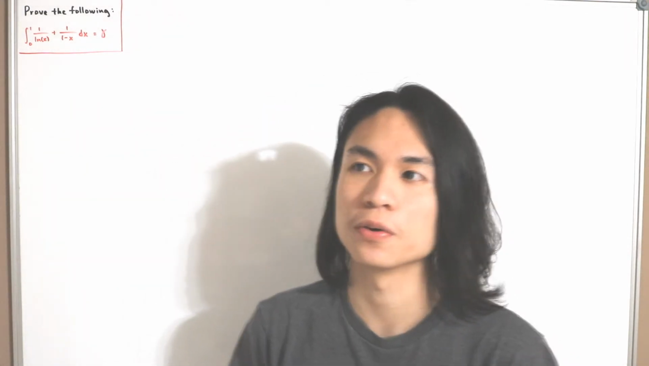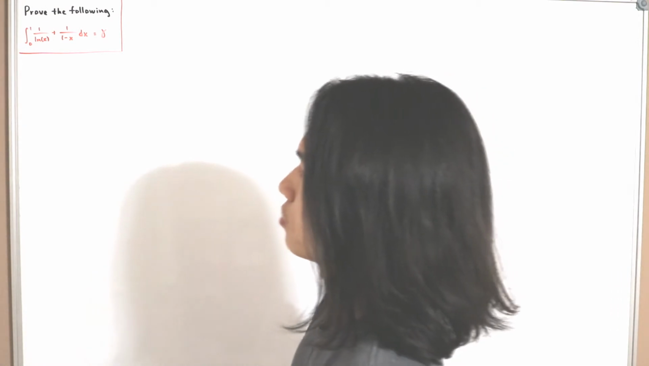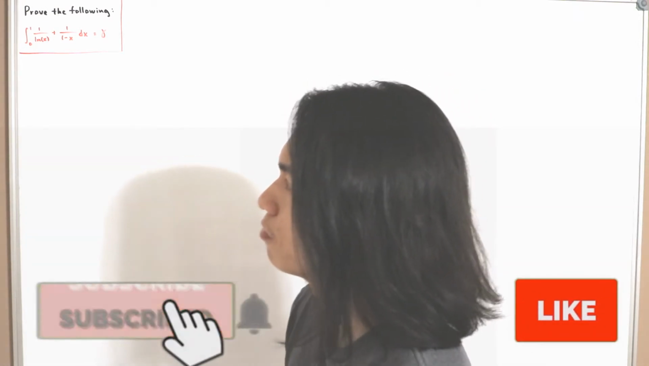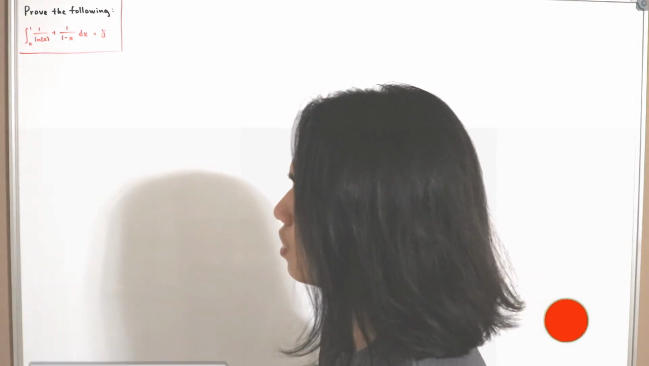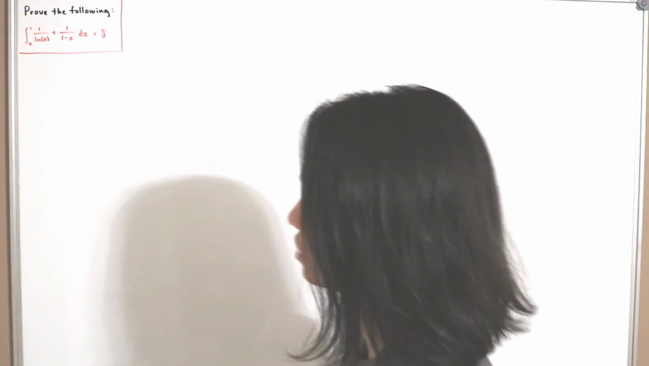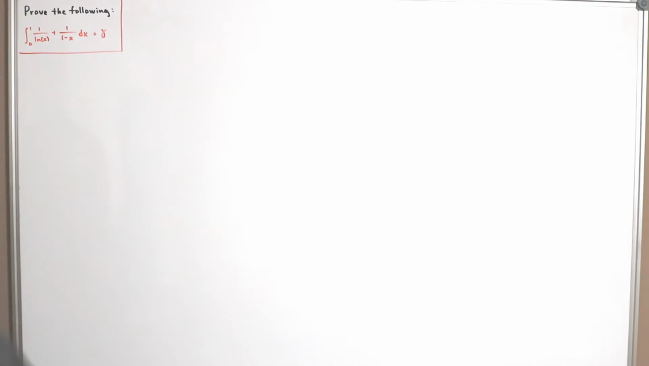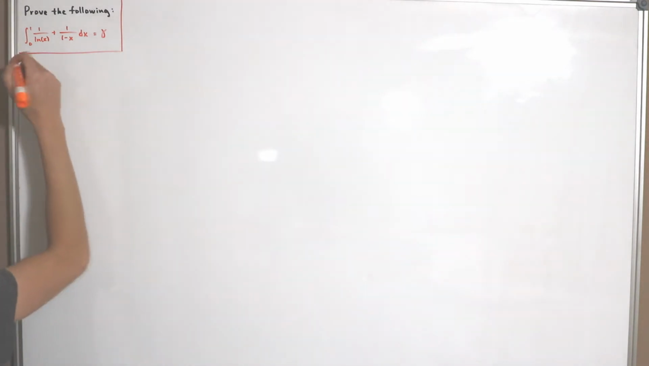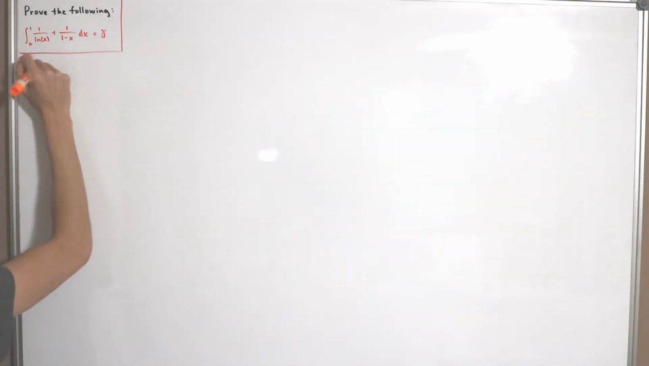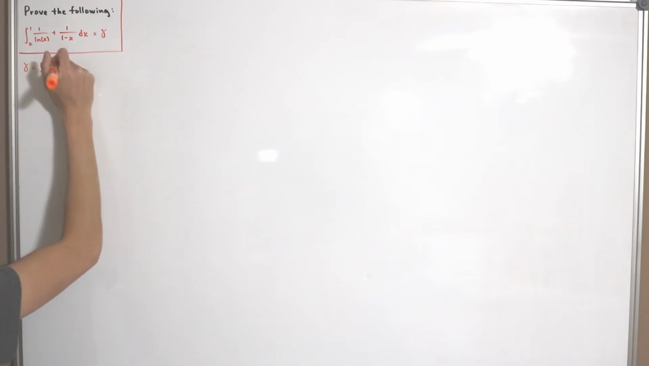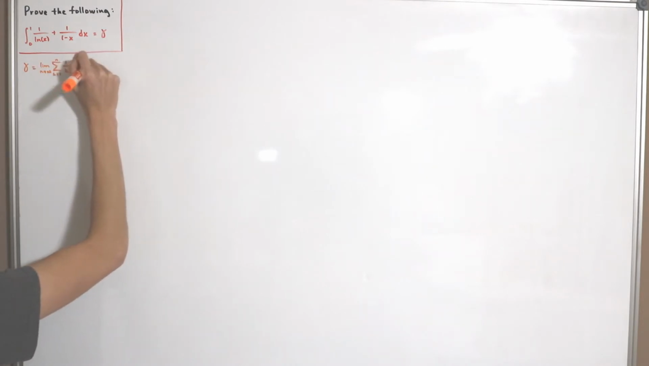So in today's video, we want to prove that the integral from 0 to 1 of 1 divided by ln of x plus 1 divided by 1 minus x dx is equal to lowercase gamma, where gamma in particular is defined as the Euler-Mascheroni constant. Specifically, this is the limit of the difference of the harmonic series and the natural log.